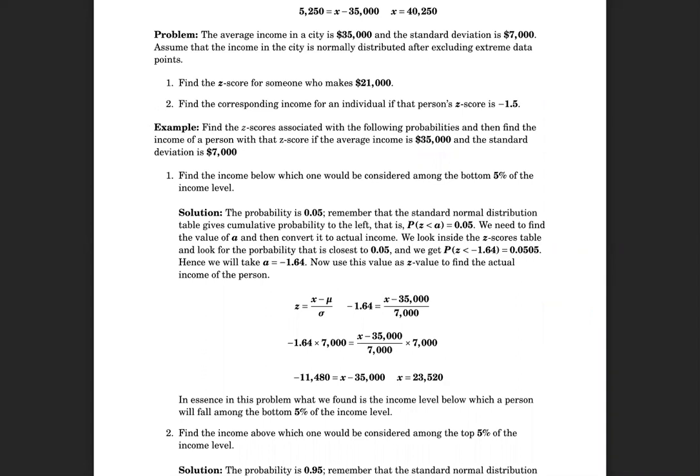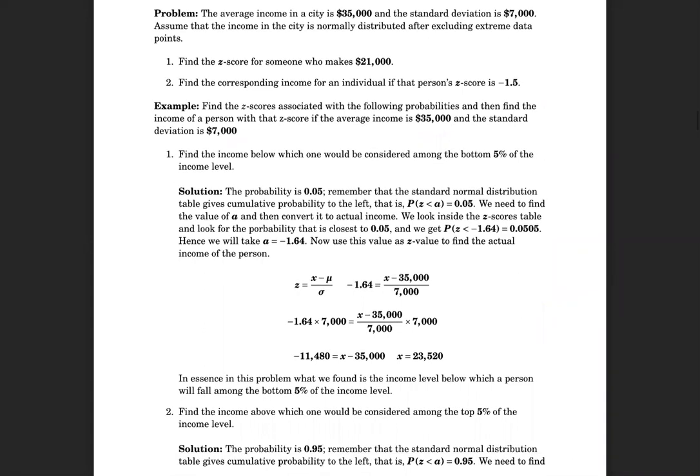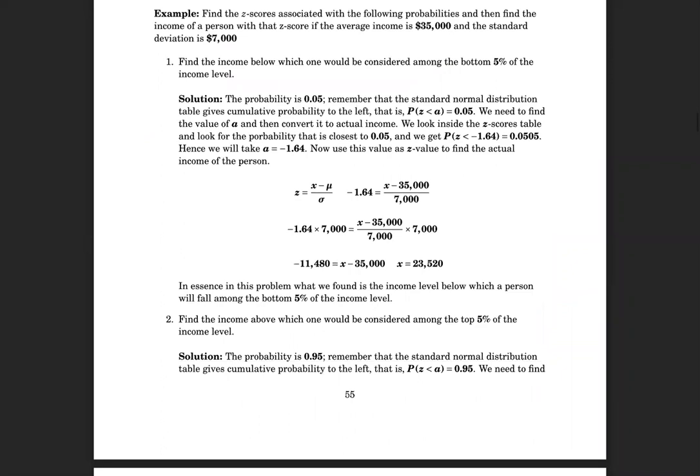Now in this problem, we are asking something slightly different. Find the income below which one would be considered among the bottom 5% of the population. So if you are a policymaker, if you are a mayor of a city, or if you are a president of a country, you may be interested in data like this.